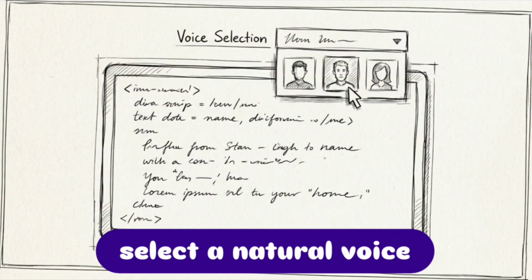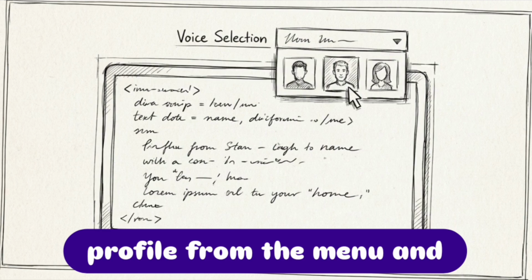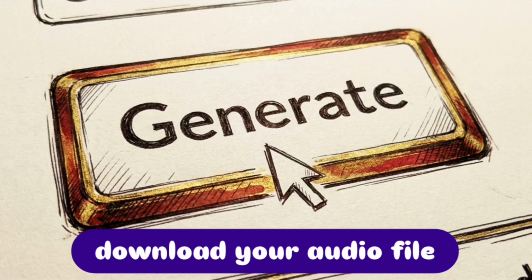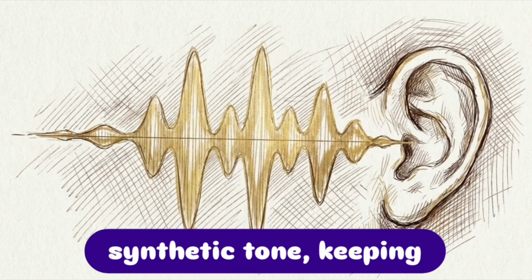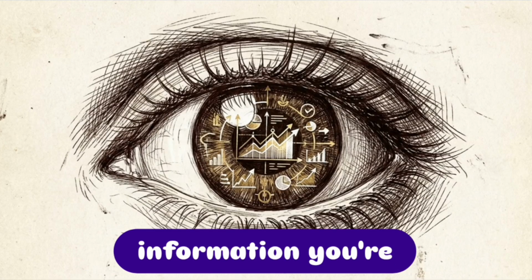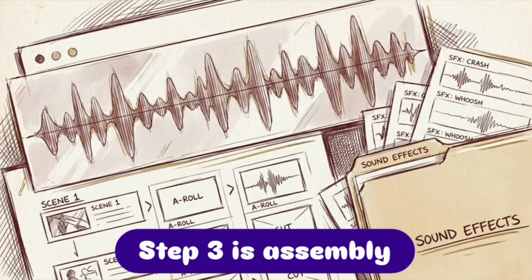Paste your script, select a natural voice profile from the menu, and click Generate to download your audio file. A realistic voice prevents the viewer from being distracted by a synthetic tone, keeping the focus entirely on the information you're presenting. Step 3 is assembly.